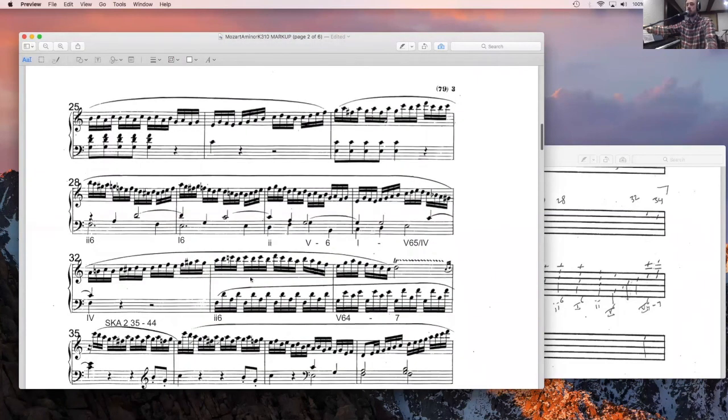So we're going to learn about what goes on in a development section next before we dive into the development of this piece.